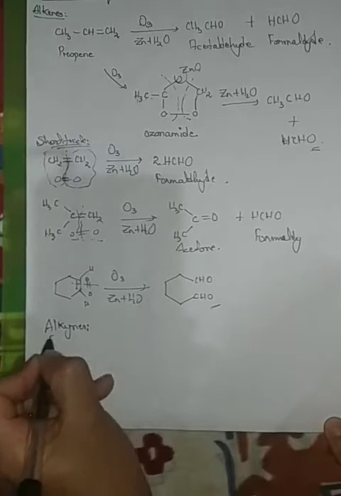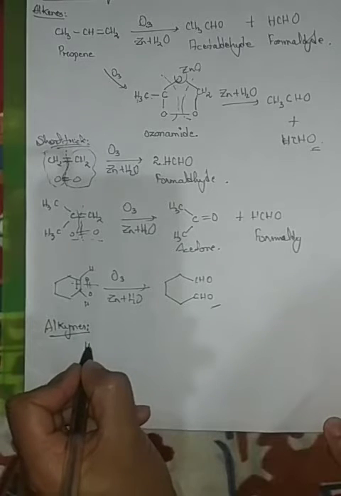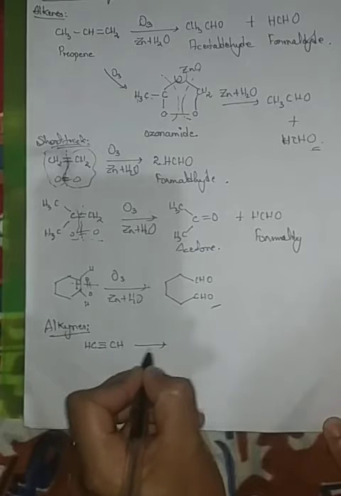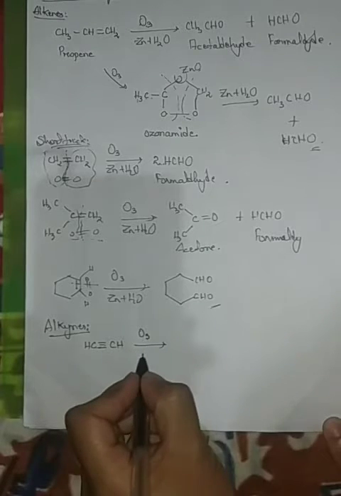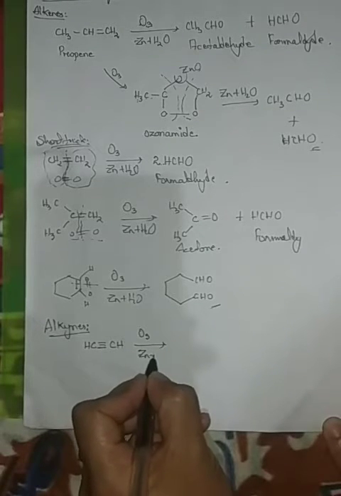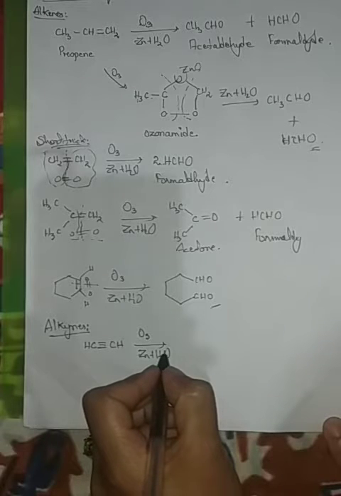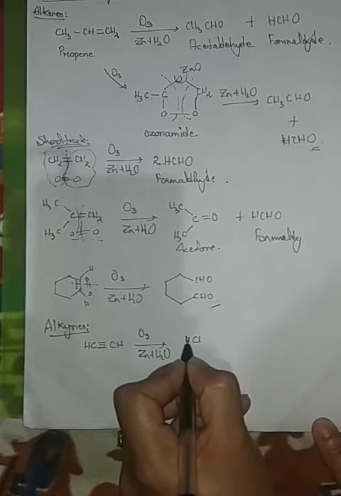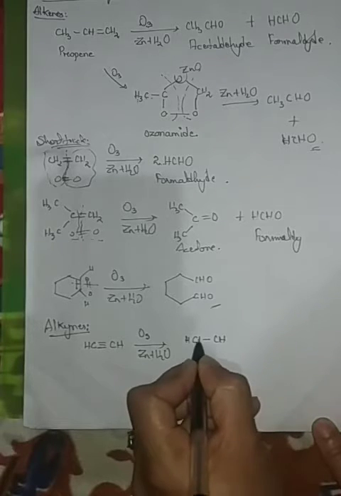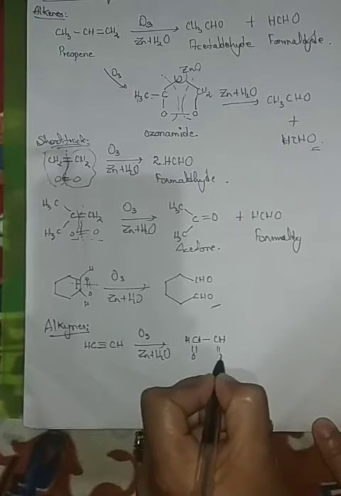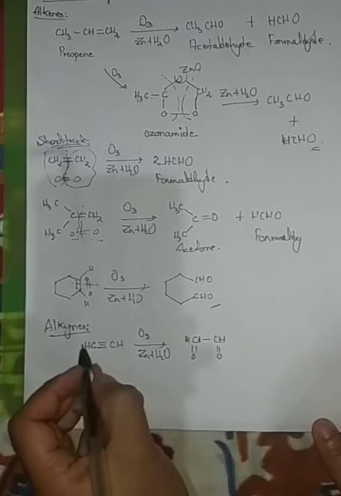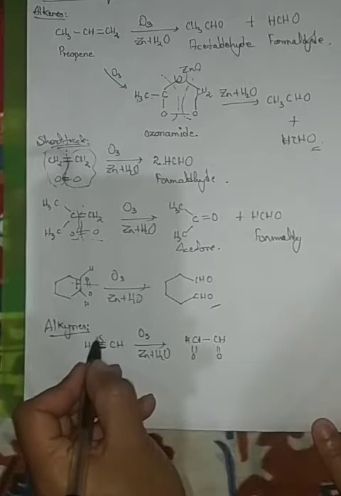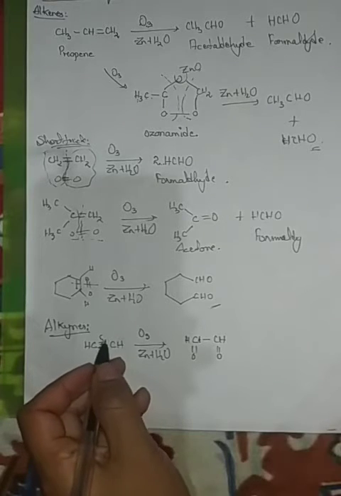Even in alkynes, the same type of reaction takes place. HC triple bond CH when it reacts with O3, and then Zn plus H2O, glyoxal is formed. In this case, only one bond is left, and only two bonds break.